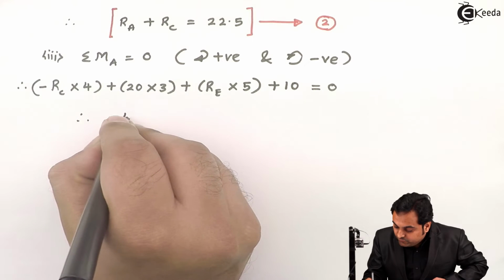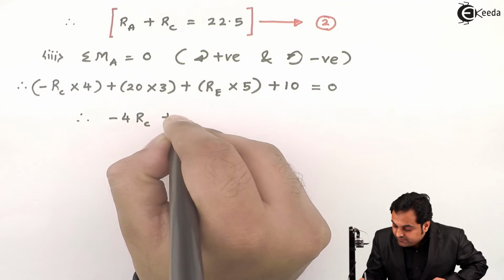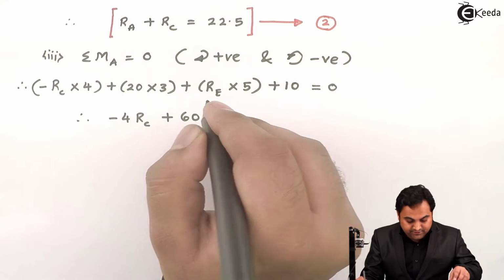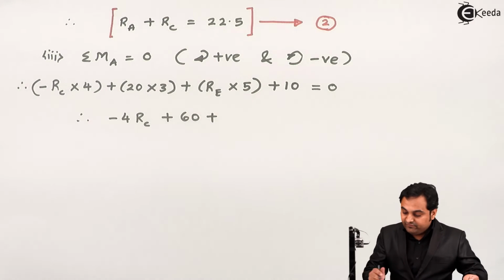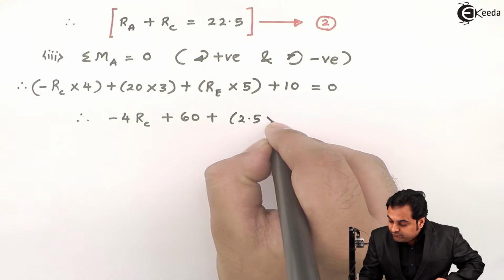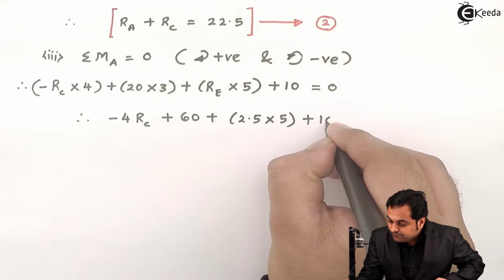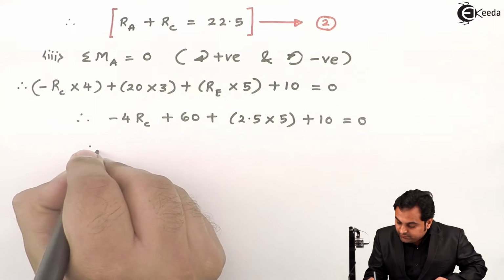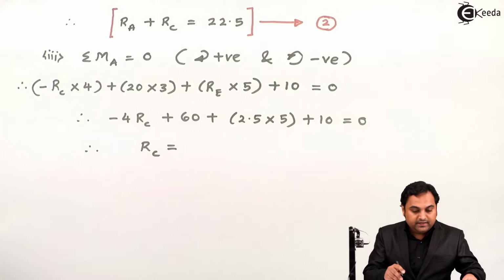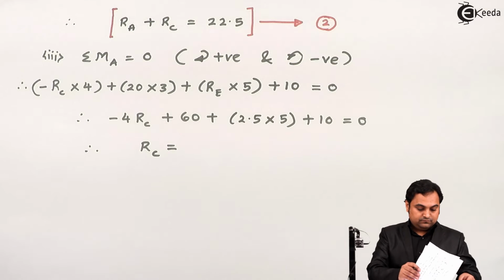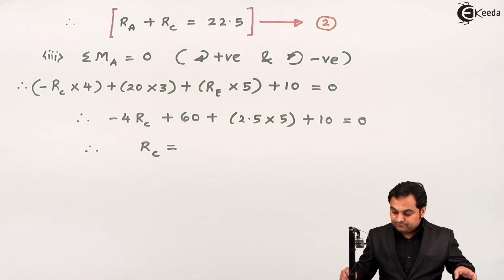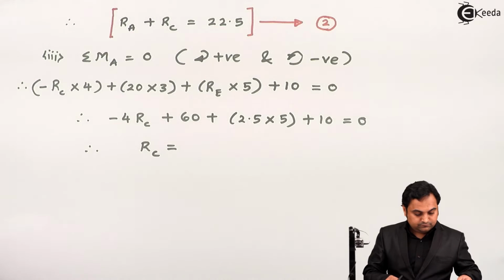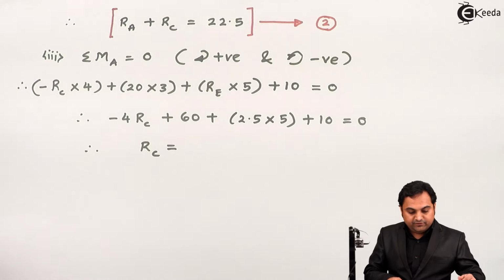Therefore minus 4 Rc plus 60 plus Re value, which is 2.5, into 5 plus 10 is equal to 0. On calculating, I'll get the answer of Rc as 21.25 kilonewton, 21.25 kilonewton.